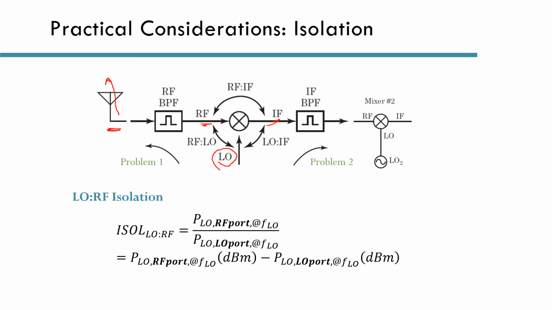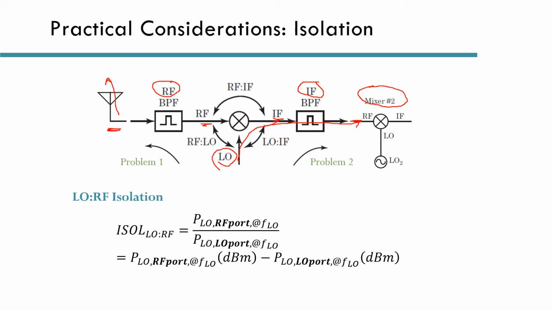In fact, one of the jobs of the RF filters right here is to attenuate any LO signal leaving out of the RF port. Another problem is that we might have another mixer connected to our first mixer. And we don't want any of the LO signal to pass through the RF port of the second mixer. In fact, this is one of the jobs of the IF filter right here, to attenuate any LO signal leaving out of the IF port.